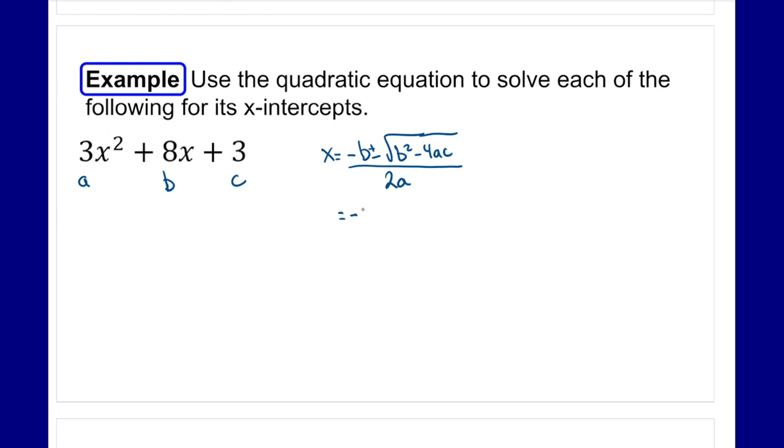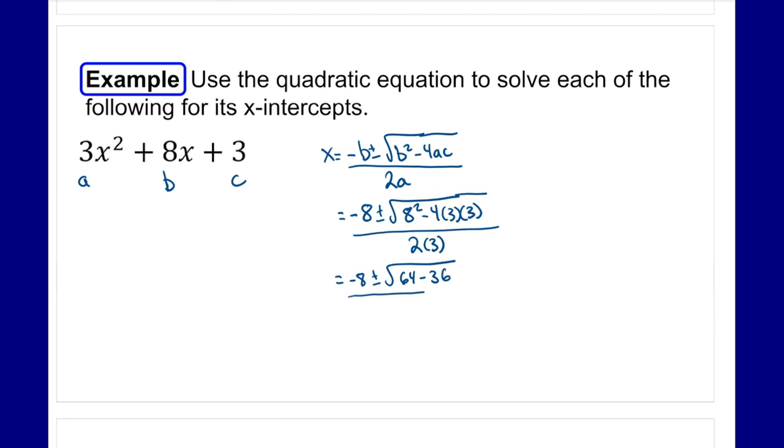So negative b, or in this case negative 8, plus or minus the square root of 8 squared minus 4 times 3 times 3, all divided by 2 times 3. So negative 8 plus or minus the square root of 64 minus 36 is 12 times 3, divided by 6. So negative 8 plus or minus the square root of 28 divided by 6. And at this point, this is where I would split it off.